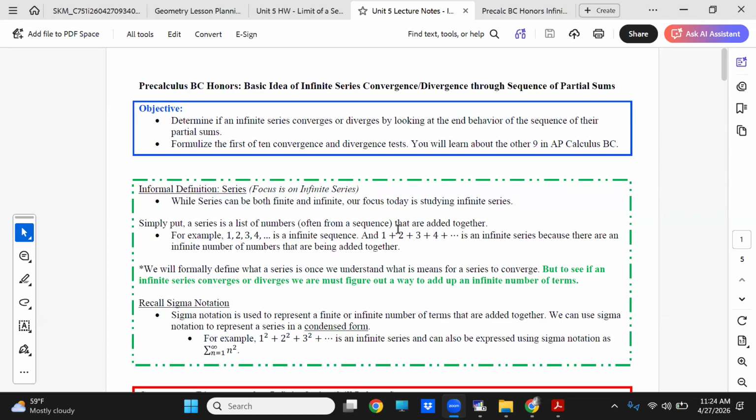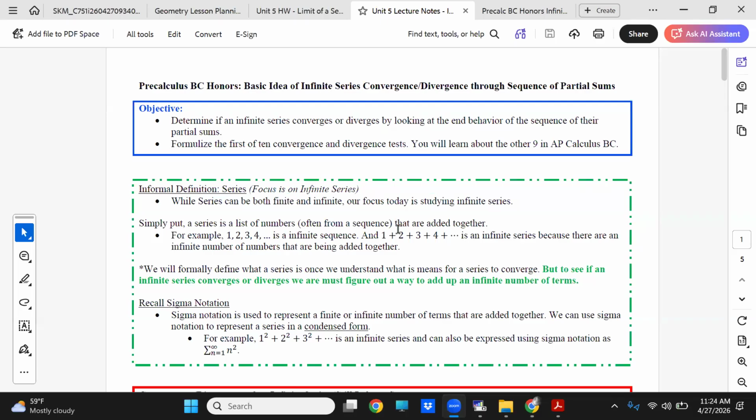So simply put, a series is a list of numbers added up. As we know, 1, 2, 3, 4 is a sequence, but 1 plus 2 plus 3 plus 4 plus dot dot dot is an infinite series because there are an infinite number of terms being added together. We'll formally define what a series is once we understand what it means for a series to converge. But to see if an infinite series converges or diverges, we must figure out a way to add up the infinite number of terms.